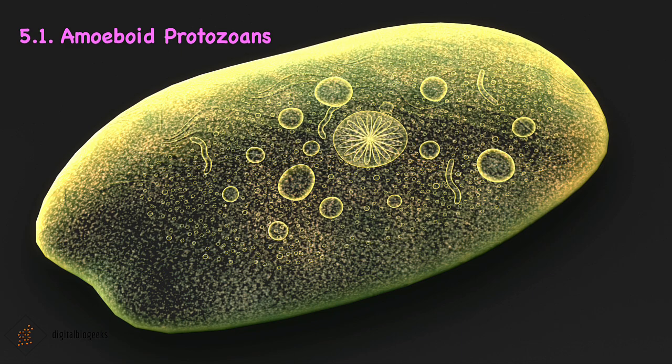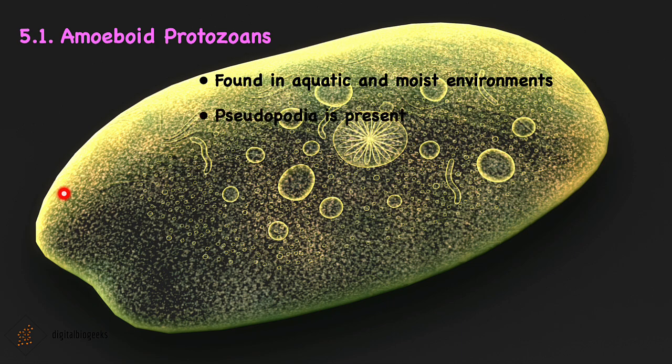Amoeboid protozoans are mainly found in aquatic and moist environments. Amoeboid protozoans resemble amoeba due to the presence of pseudopodia. Amoeboid protozoans are a type of unicellular microorganisms that have the ability to change their shape by extending and retracting the pseudopods. Amoeboids move and capture their prey by putting out pseudopodia, which are also known as their false feet, as in amoeba.